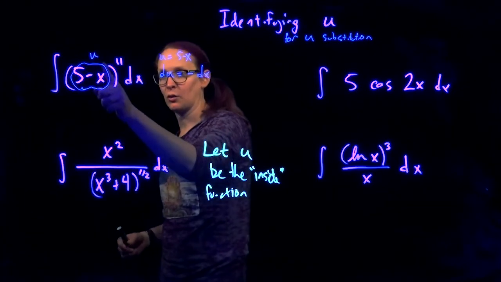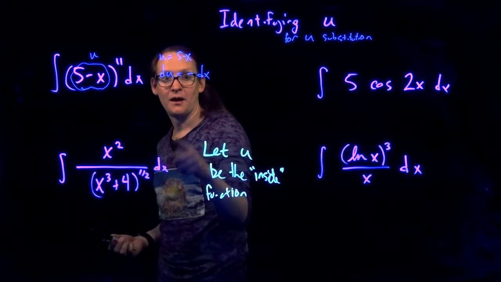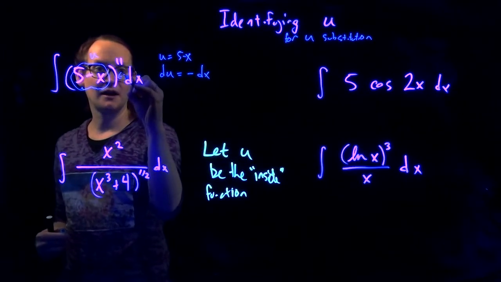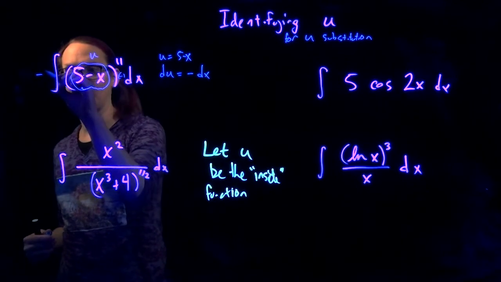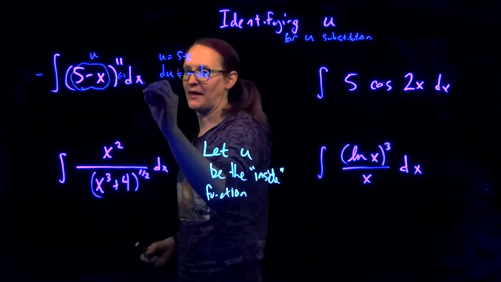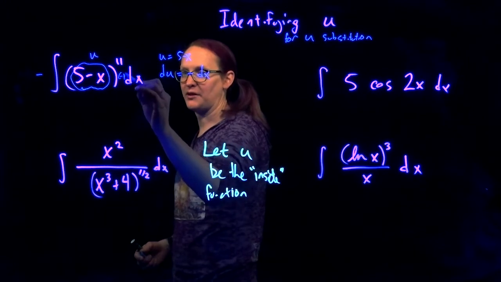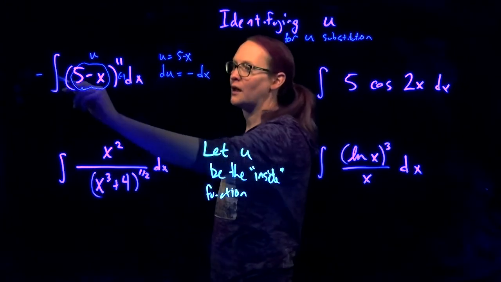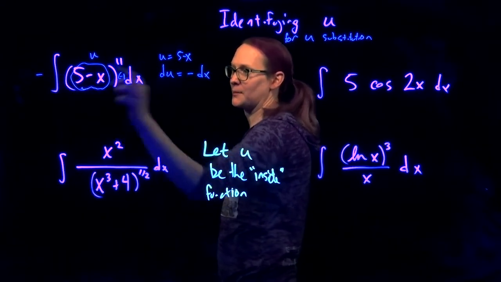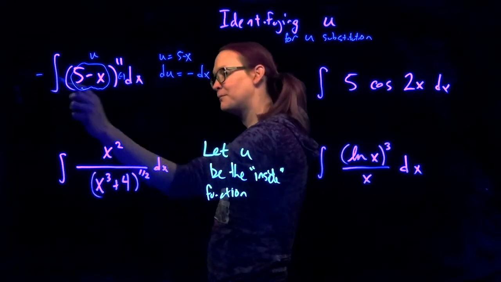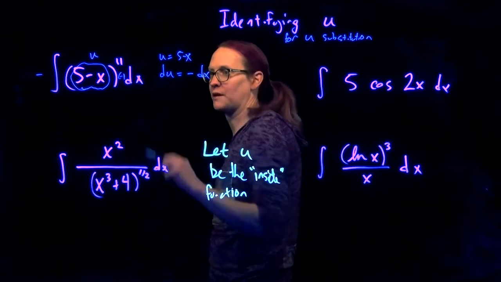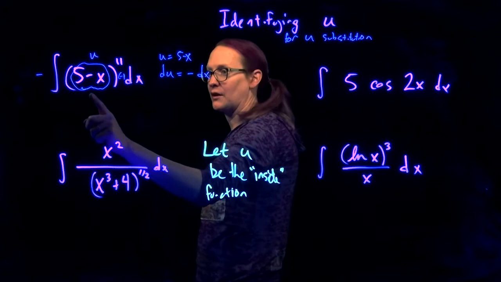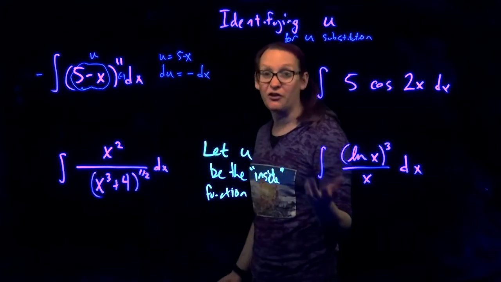So if that's u, then in order to get du to show up in here, I'm going to multiply by minus 1 in order to make that happen. So this is a minus parenthetical, so I'm not subtracting dx because that doesn't make any sense. I can introduce a minus sign by multiplying by minus 1 and putting 1 on the outside and 1 on the inside, which is a really common technique. So u is 5 minus x for this problem is a good choice.